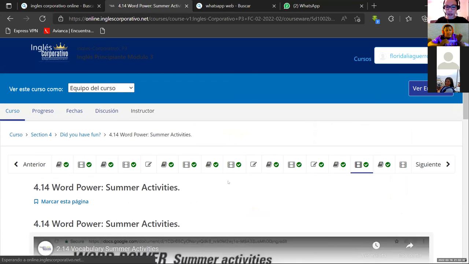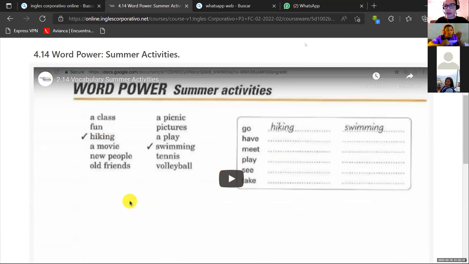Okay, we have the word power and summer activities. Those are activities that may be used to describe things that we did in the past, right? For summer activities, we have this one and they can be used with this verb. For example, we have go and a list of activities and two of them match the verb here on the left. We cannot say go pictures, go a play. So it is go hiking or go swimming, and some other vocabulary related to school days. So we're going to watch the video and you may let me know if you have any questions.